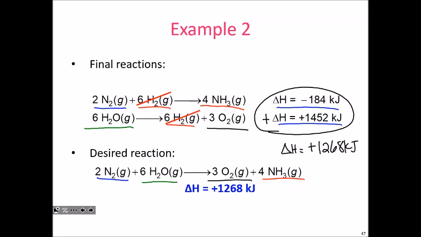Now, this one only had 2 series of steps to reach its overall desired reaction. The next example that you're about to look at has 3 steps that you'll have to manipulate and look at. So I'm going to give you like 5 minutes or a few minutes to look at that and try to work it out. Then we'll go over it. Question? What we multiplied through the 4 on the top, we also multiply the delta H by that 4 as well.